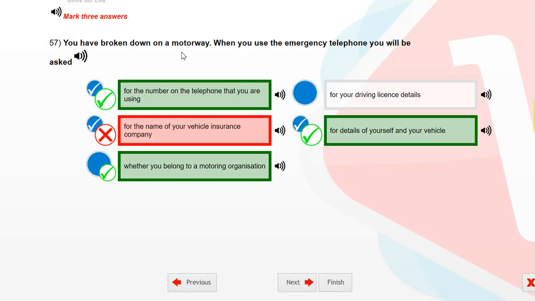You have broken down on a motorway. When you use the emergency telephone, you will be asked for the number on the telephone that you are using, whether you belong to a motoring organization, and for details of yourself and your vehicle.